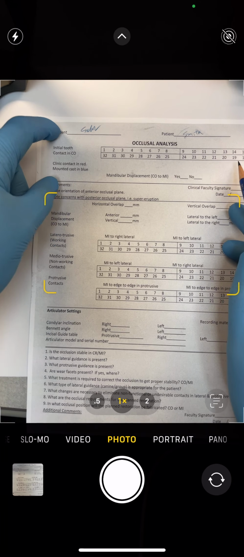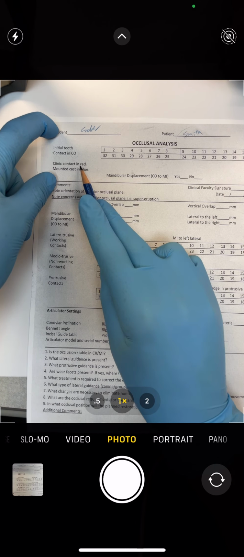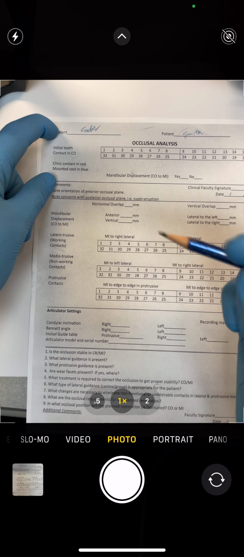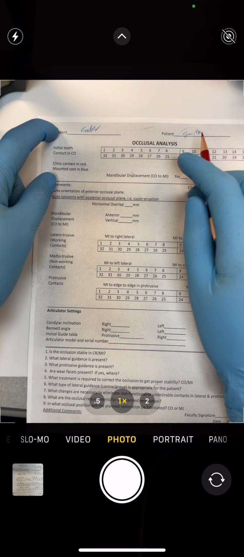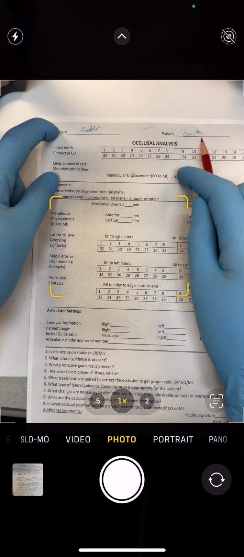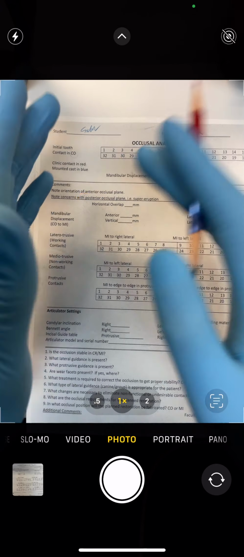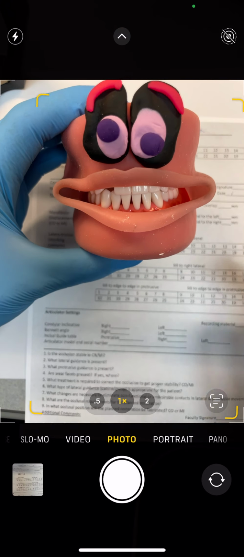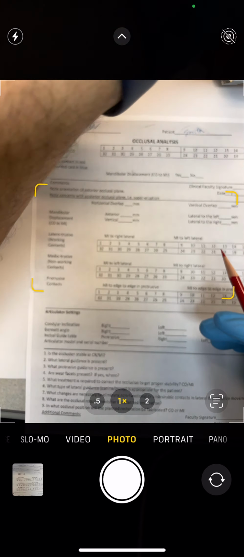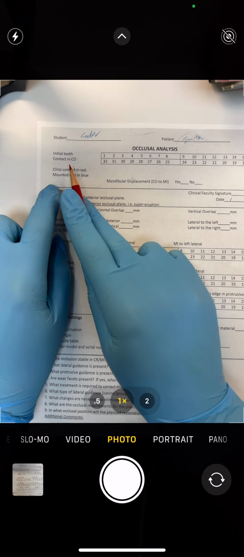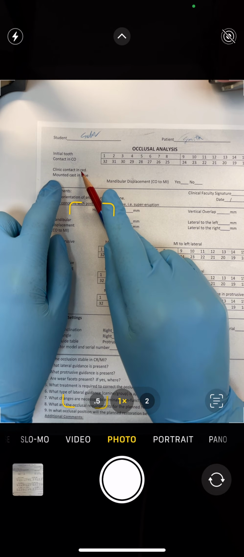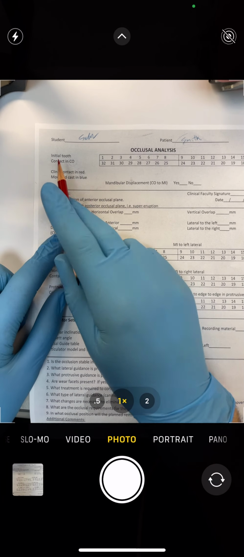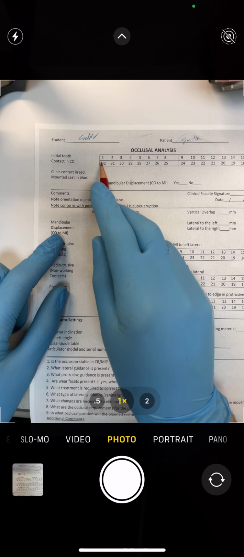For the first part, you have to use two colors: clinical contact in red and the mounted cast contact in blue. So ideally in the clinic, your patient will be there. Our patient is Smith, so we are using the typodont as our patient. So here's my patient. Clinically, I will find any contact that catches shim stock and mark it here. Then in the lab, I will try to find those contacts and mark them in blue.